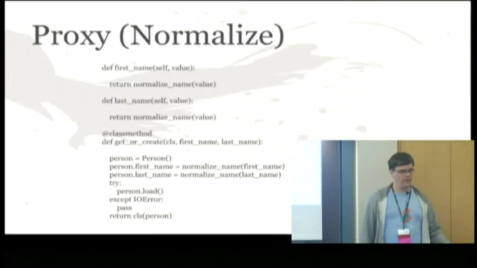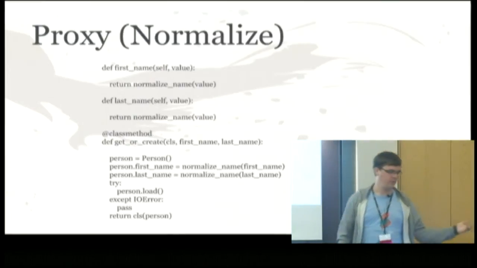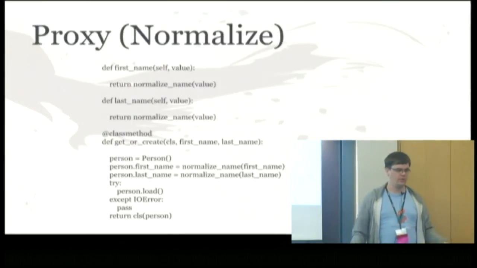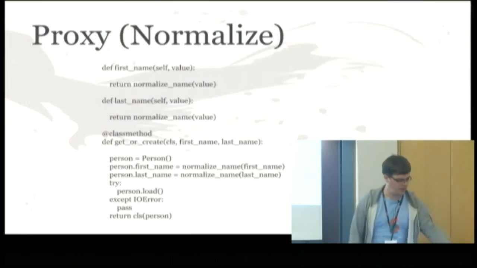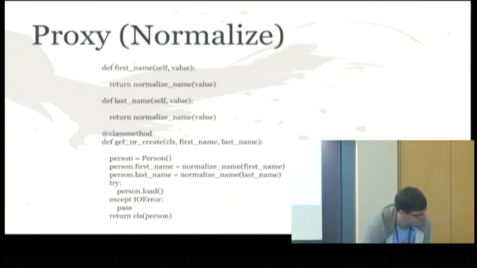So the proxy layer sits in front of the model, and obviously its other responsibility is to be able to actually get the correct model, either to load the model or to produce a new model. So that's what this is doing here. You see I just set first name, set last name, and then I'm just calling the load method on the underlying model.